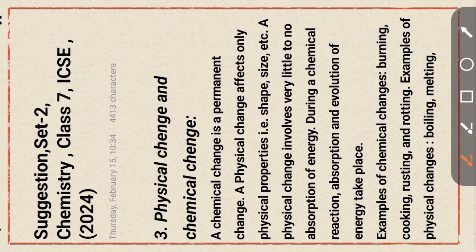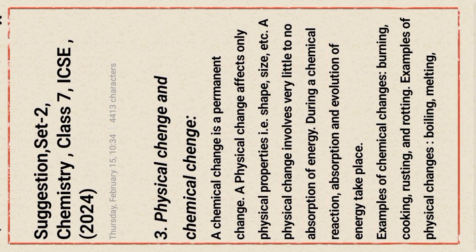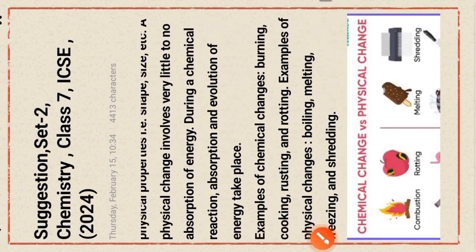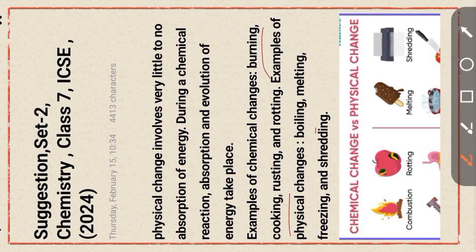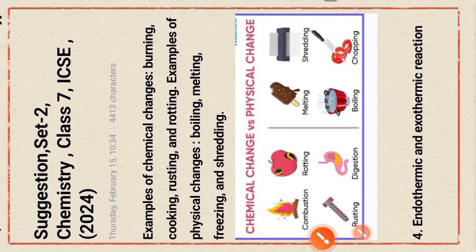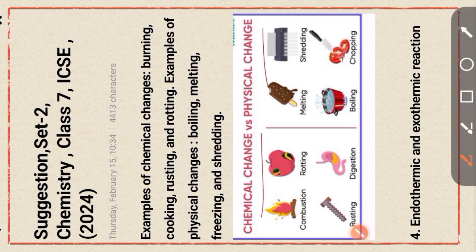Physical change and chemical change. Chemical change is a permanent change. A physical change affects only the physical properties, that is shape, size, etc. Physical change involves very little to no absorption of energy, but during a chemical reaction, absorption and evolution of energy take place. Some examples of chemical change: burning, cooking, etc. But physical change examples: boiling, melting, etc. Show the picture of some chemical and physical changes.